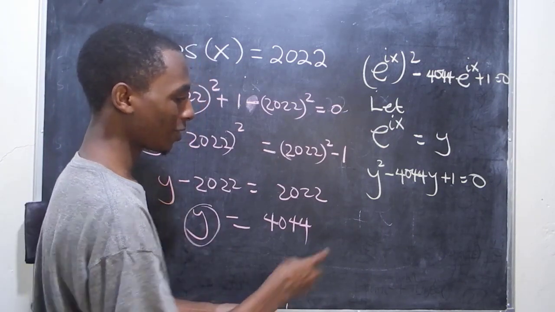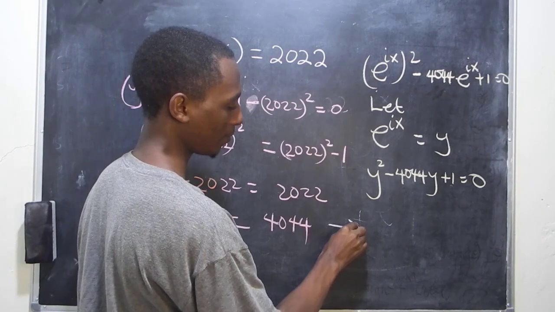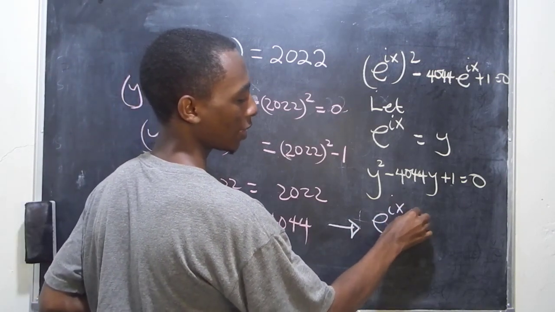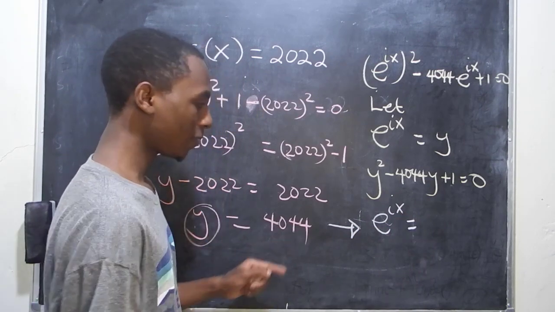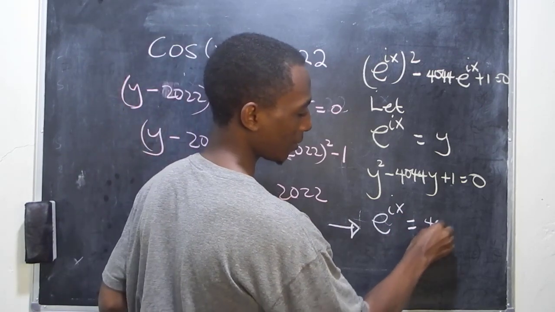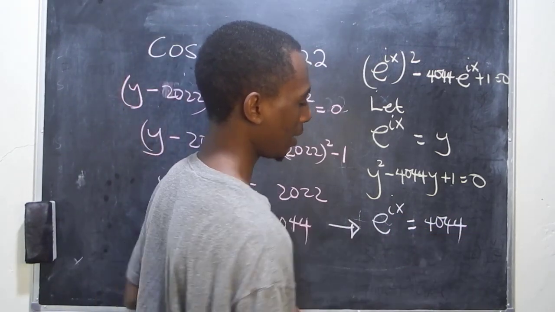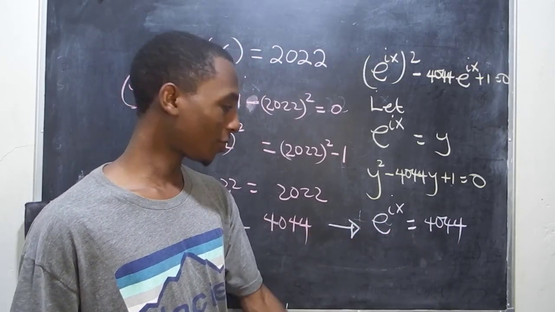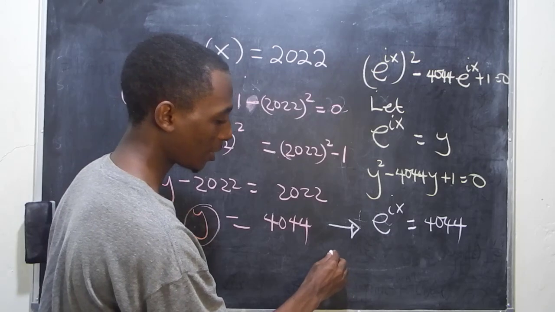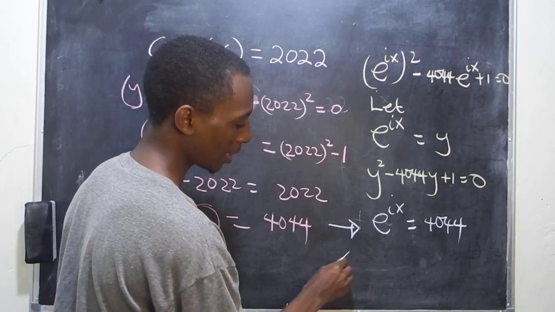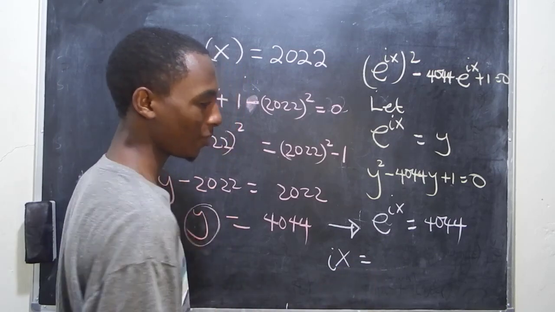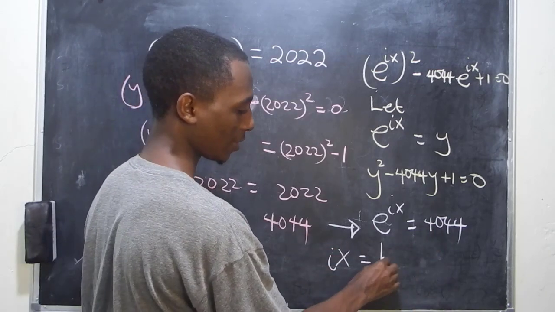Let me just do that here. So we have e to the power ix equals 4044. And now we're very close. I can just put the natural log on both sides. So we'll have x, or ix if you like, equals the natural log of this.